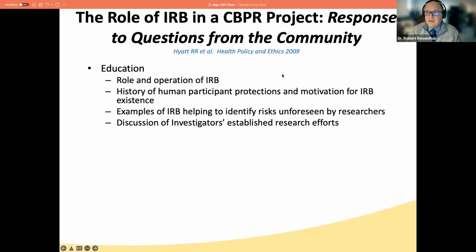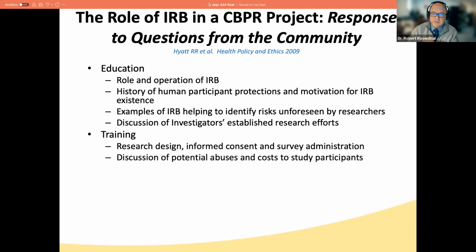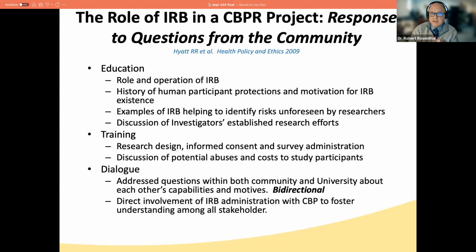So how did this particular group address this project? It was a three-pronged approach. Let me just bring up all three: education, training, and dialogue. And the education was once again bi-directional. They tried to educate not only the community-based participatory researchers, but also the IRB about the role and the operation of the IRB, the history of human participant protections. And they gave examples to the community of IRB helping to identify risks that were unforeseen by researchers.